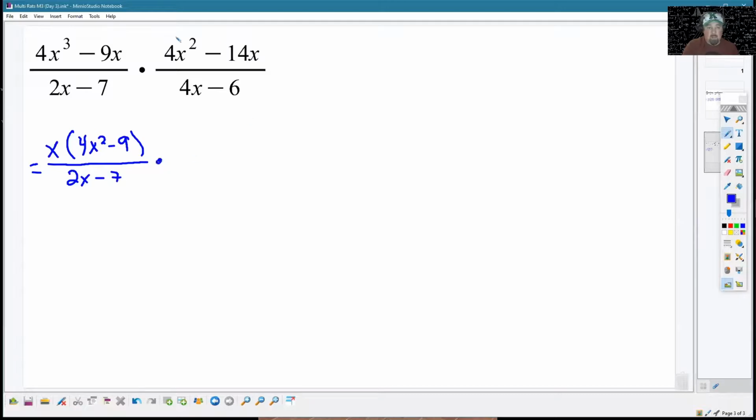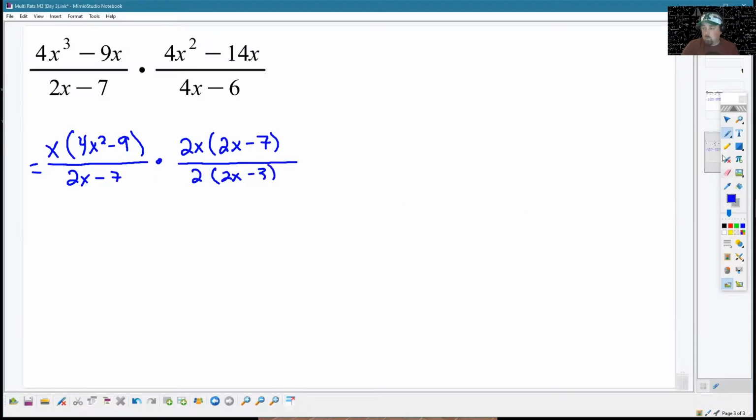We're going to be multiplying that by, let's look at common factors here. 4 and 14 have a 2 in common, and an x with the x and the x squared. So that leaves me 2x minus 7 here. And then 4x minus 6 has a 2 in common. That's 2, and that's going to be 2x minus 3.